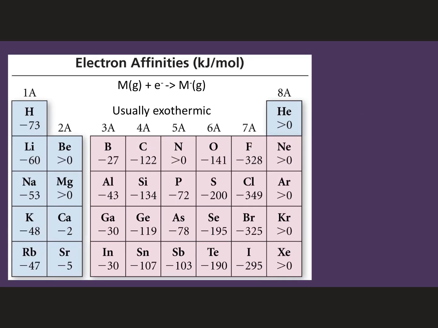The next trend we could think about is electron affinity. Admittedly, electron affinity is a little more complicated, and there's a lot more going on behind the scenes that we're not going to worry about here. But it's the same process as ionization energy, in reverse. Here we start with a gas phase neutral and add an electron to make the anion, the M- ion.